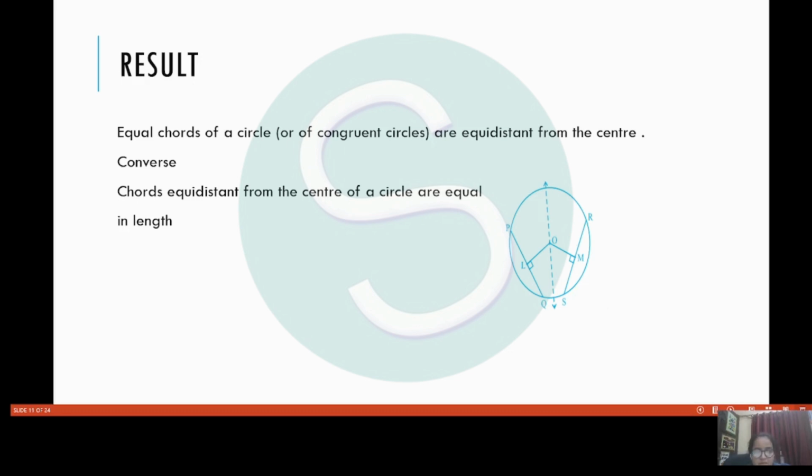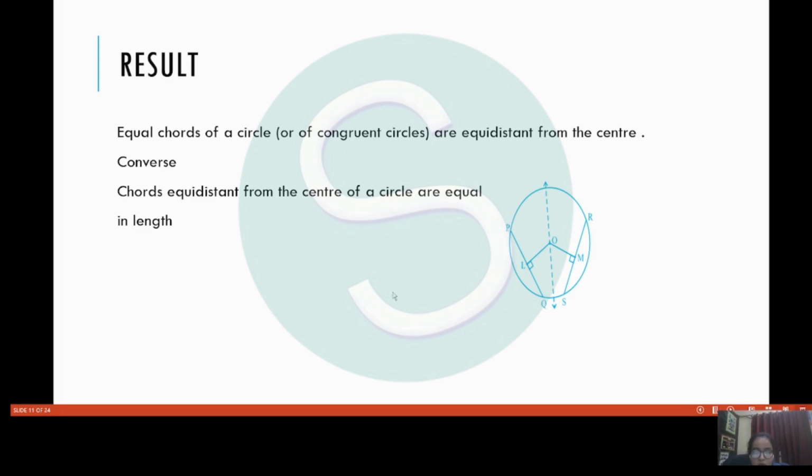Now we will move to the result which will be useful in solving the questions. The result says that equal chords of a circle are equidistant from the center. So if there is a circle in which two chords are equal, like here I have considered PQ and RS, and PQ and RS are equal in length, then their distance from the center will also be equal according to this result. So if in a question it is given that PQ equals RS, then their distance from the center, that is OL, equals OM. Also, the converse of this result is also true.